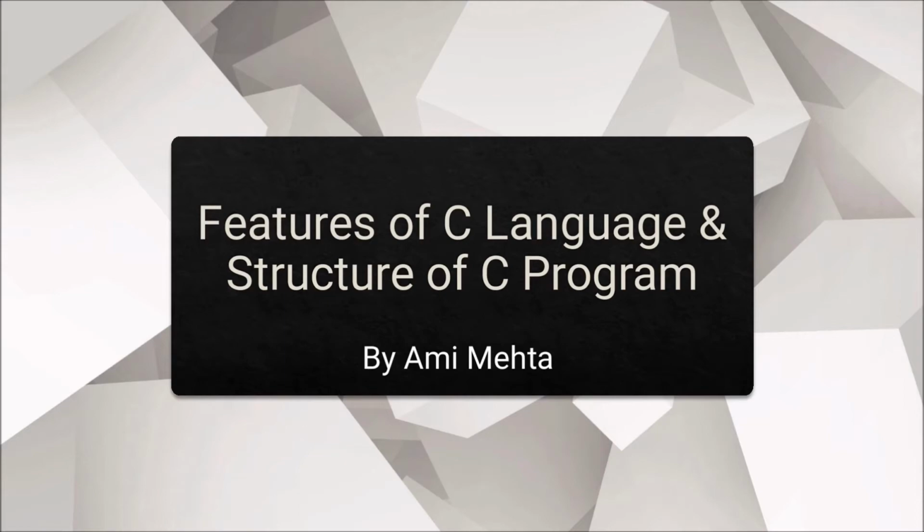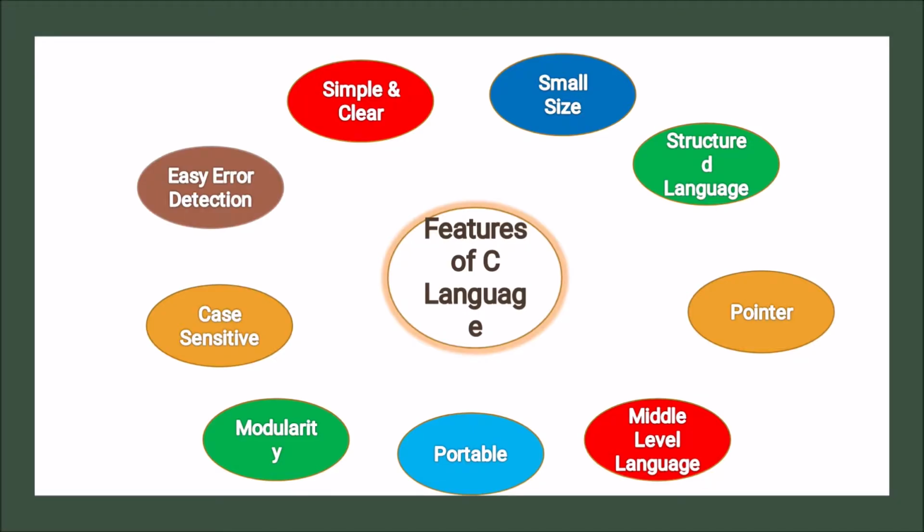So first, let's discuss the features of C language. These are the features of C language. Let us discuss them one by one. First, it is smaller in size. Then it is a well-structured language. It provides pointer functionality, plus it is a middle-level language. There are three types: high level, middle level and assembly level language.